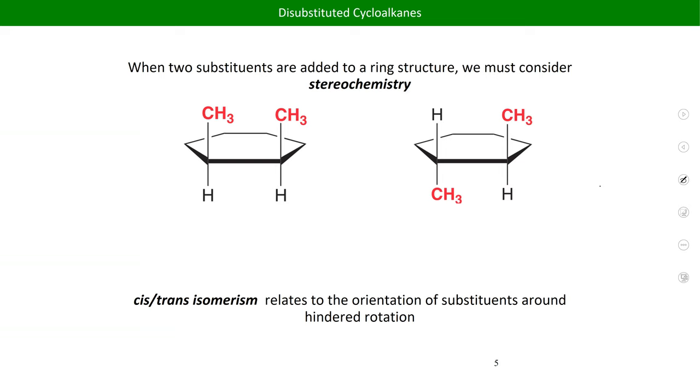The ring structure limits where you can rotate, right? Basically, the only rotation we can have is flipping back and forth between the two chair conformers. If this isn't connected in the back, then it can rotate whichever way it wants, and then it doesn't really make a difference.